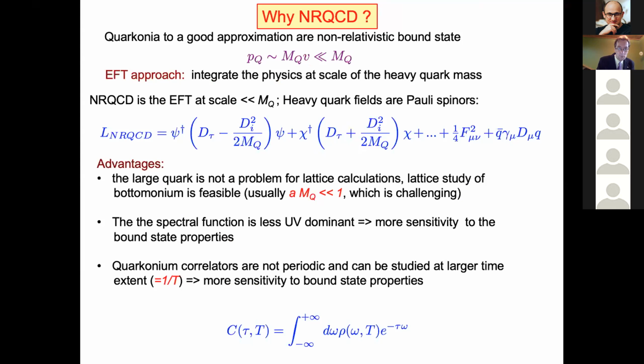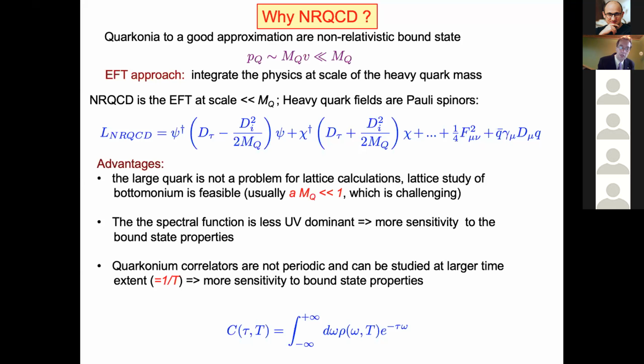That has, of course, a lot of advantages, because now the large quark mass of the bottom quark doesn't enter the calculation, so we don't have this large scale, and therefore we don't have to worry about lattice artifacts, which in a usual lattice calculation would scale like the lattice spacing a times the heavy quark mass. In today's lattice calculations, making this product much smaller than 1 is challenging. But if you don't have these mass scales, then you don't have to worry about it. Also, the spectral function is less dominated by the high energy modes. That is also good, because you have more sensitivity to the bound state properties when you try to reconstruct the spectral function.